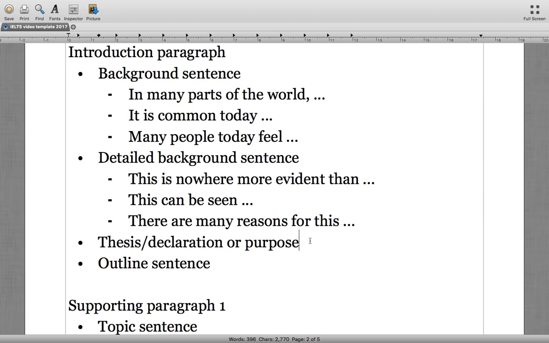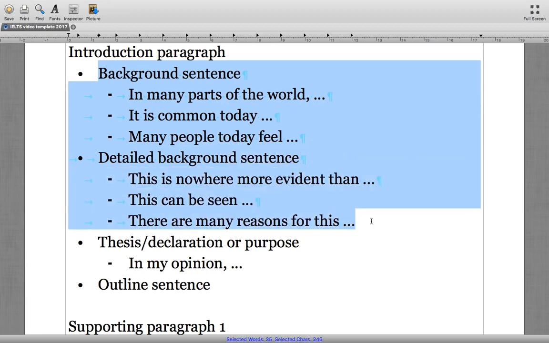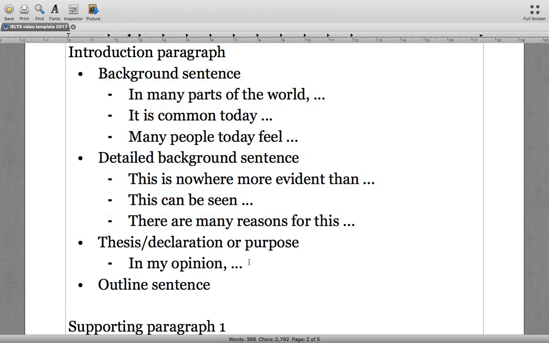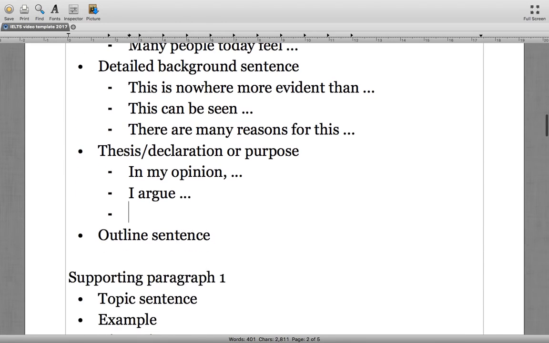Now in the 3rd sentence, you're going to be declaring your purpose for the essay, or otherwise known as your thesis. So you could word it as, in my opinion, comma. Okay, so it's like you've already brought up the topic in your background sentences, and now you're kind of focusing it specifically on where you stand. I argue. You could write it that way. If it's an agree or disagree sort of question, you could say I agree or I disagree. I agree that, and then progress from there.